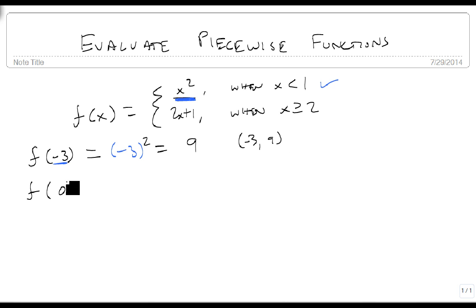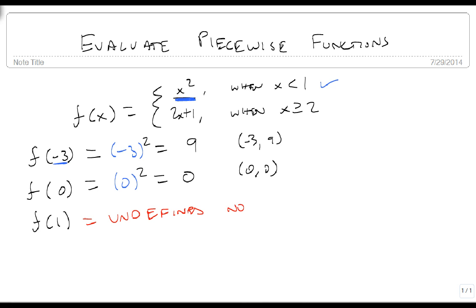Well, f of 0. Again, 0 is less than 1, so we're going to use our blue one, and we get 0 squared, which is equal to 0, and so we get a point at 0, 0. F of 1: 1 isn't less than 1, and it's not bigger than 2, so this is undefined, and there's no point because f of 1 doesn't exist in this particular graph. Neither would 1.5 or 1.99 or any other number between 1 and 2.